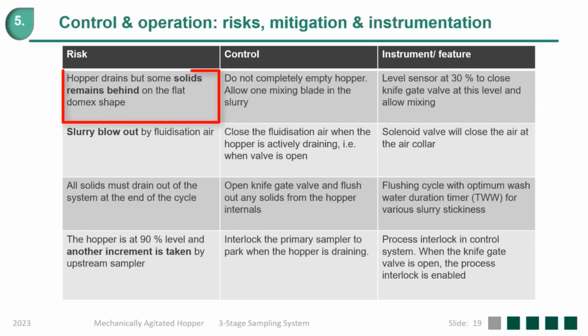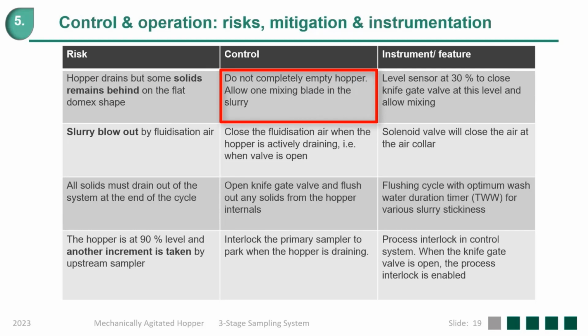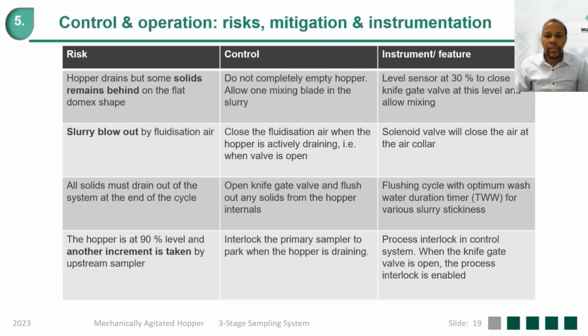A hopper drains, but some solids remain behind on the flat dome shape. The control here: do not completely empty the hopper. So the hopper must not be completely drained. You must leave some material so that the agitator blade can still be inside the slurry, and that will allow the mixing blade in the slurry to mix the material which is still remaining at the bottom.